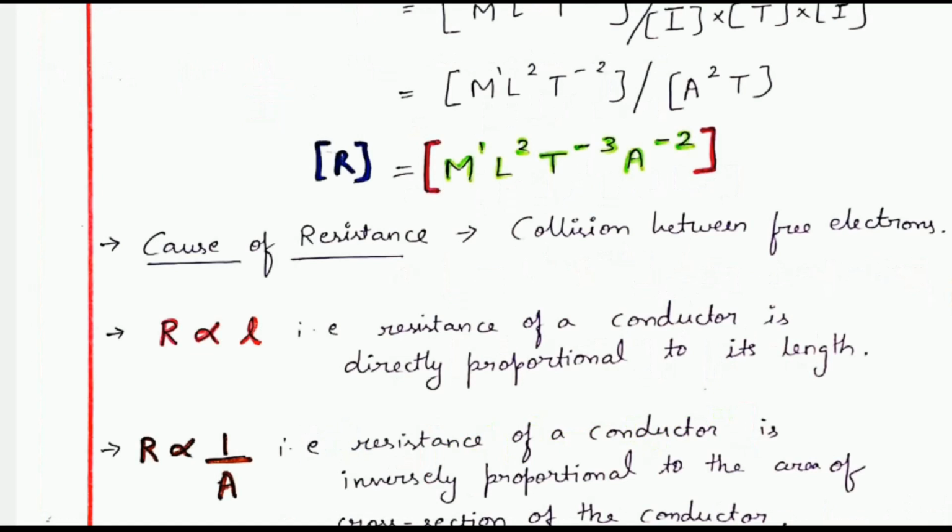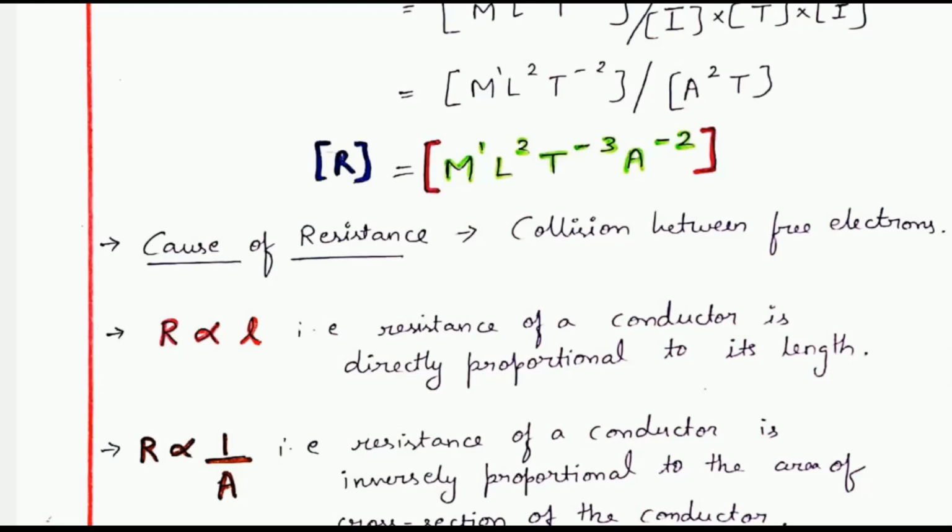Now let us come to the cause of resistance. Why is there resistance in conductors? It is because, as we have already discussed, conductors have abundant free electrons in them, which are constantly in motion with some velocity, that is thermal velocity. But if we apply a potential difference, then all these free electrons move in a single direction with drift velocity. Now when they are moving, they are constantly colliding with each other. This collision prevents them from moving freely, and this collision between the free electrons is the main root of resistance.